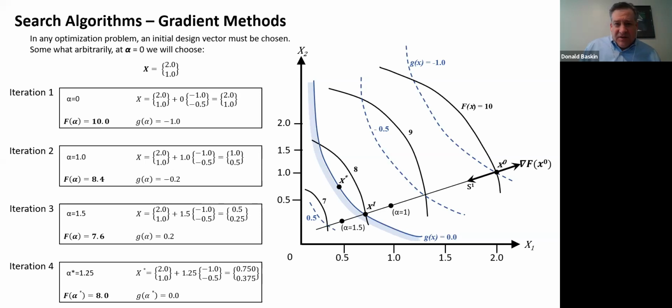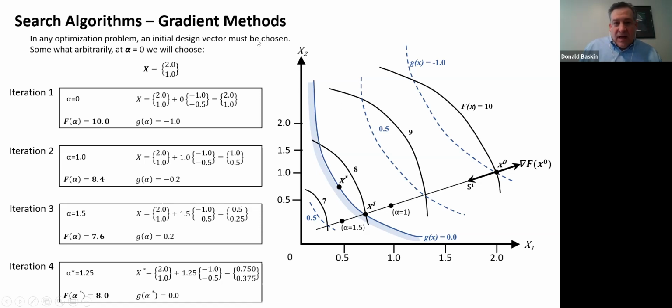Now, this year I have redesigned this slide to make it a little bit easier to understand, because last year I don't think it was so easy to understand. So this is good. Hopefully this will work better. We're going to choose an initial location, an initial design vector of x1 equal to 2 and x2 equal to 1. And that gets us right here, at this point right here. Okay?